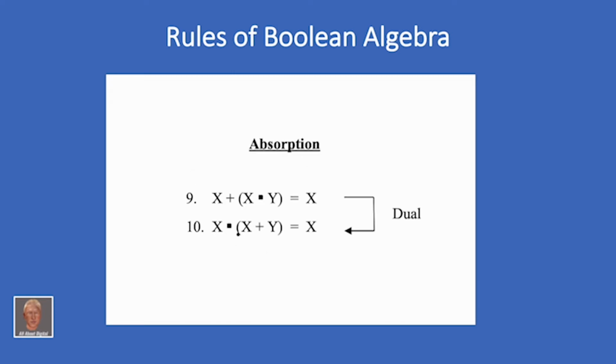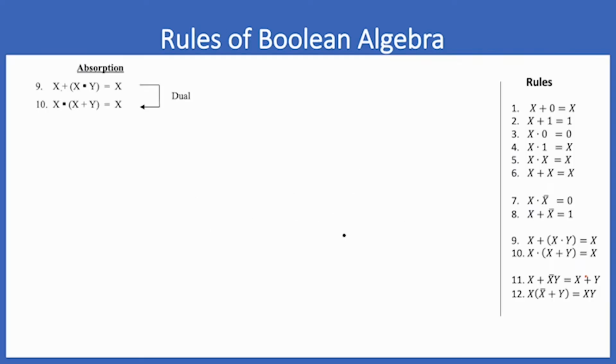Let's go to the next one. Absorption. x plus x times y equals x. Not as obvious. And the dual is x times x plus y equals x. These two are not as obvious. Because they're not as obvious, let's go ahead and prove it. Prove this part right here.